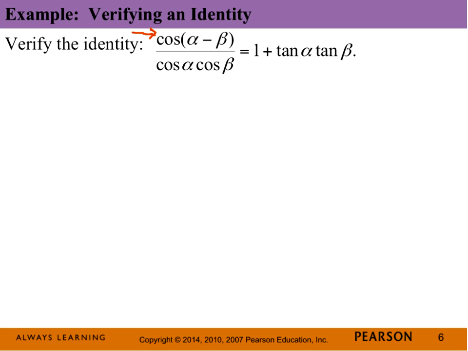And so I know from my cosine difference formula that if I expand this using that formula, I'm going to have cosines as well as sines come into play. And that would be very desirable to me because if I look at this right-hand side here that I'm trying to equate to, I see tangents floating around. So the first thing that I want to remind you of is that the tangent, and we learned this way back at the very beginning of chapter 4, the tangent of x is equal to the sine of x divided by the cosine of x.